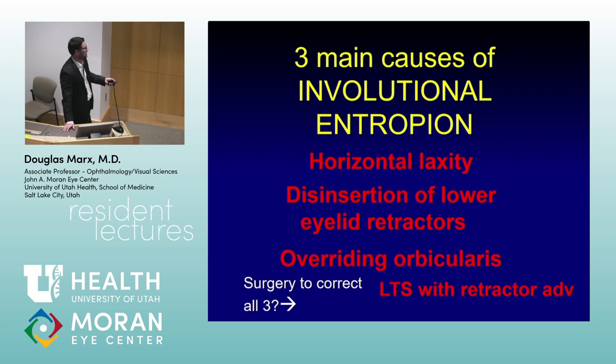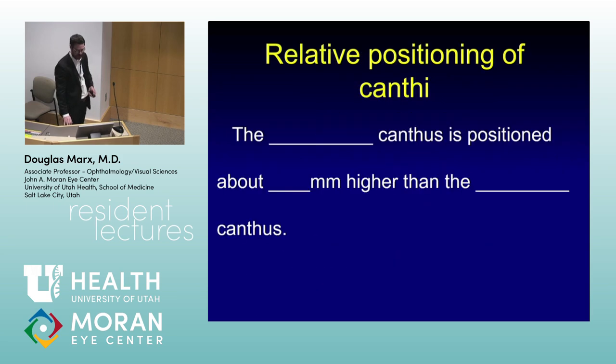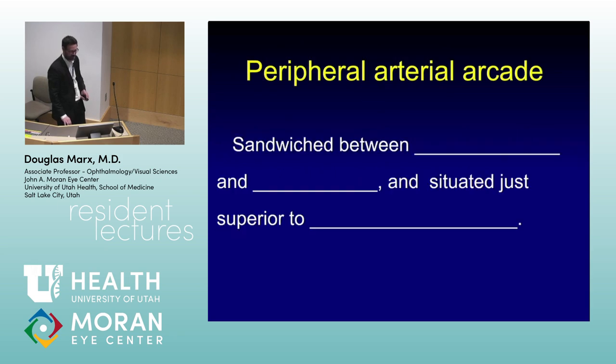What can happen if the retractors are retracted so much and you reinsert them? What can you get after the surgery? Yeah. Okay. The blank canvas is positioned about what millimeters higher than the one? Two. Okay, it's pretty typical.